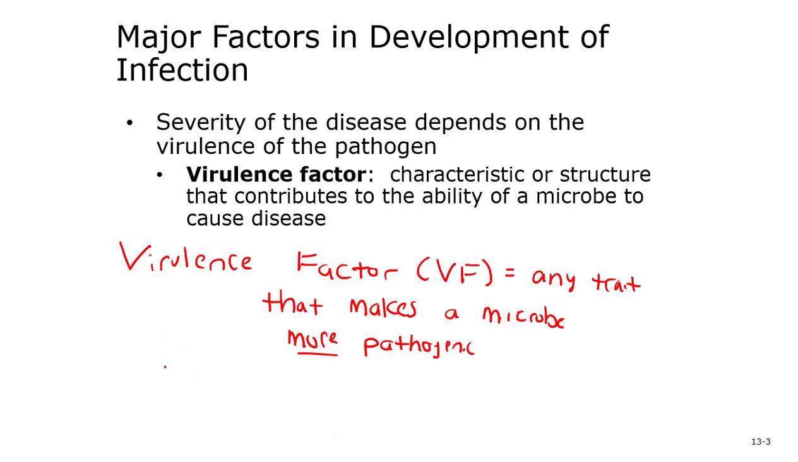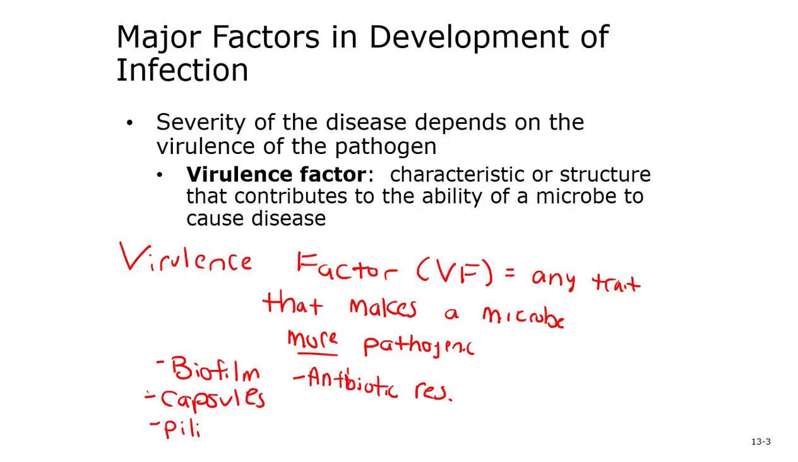So any of the things we've talked about already, like forming a biofilm, which allows the pathogens to be sticky and to stick to the linings in the human body; capsules, which allow the microbe to hide from phagocytes in the human body; pili, which allow the microbes to exchange genes for antibiotic resistance. Anything that will make the pathogen more dangerous to you is a virulence factor.